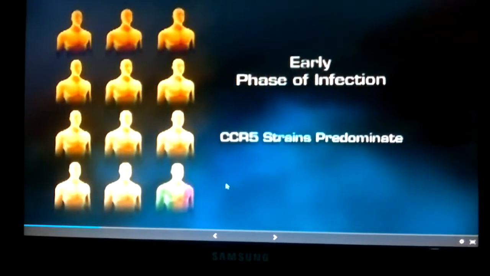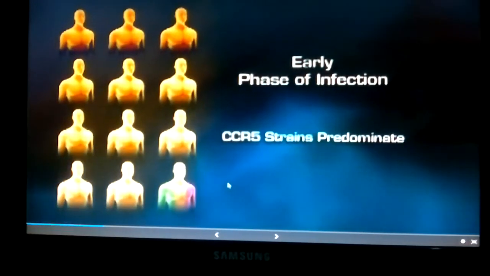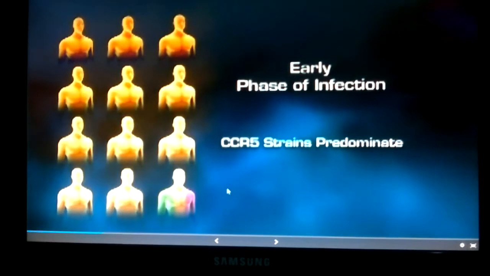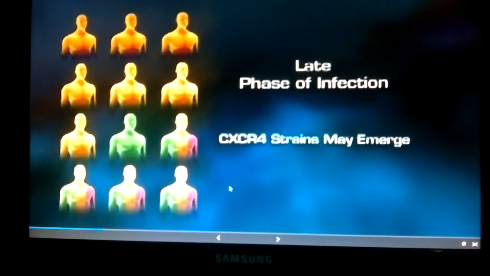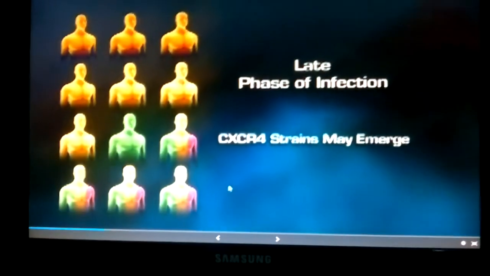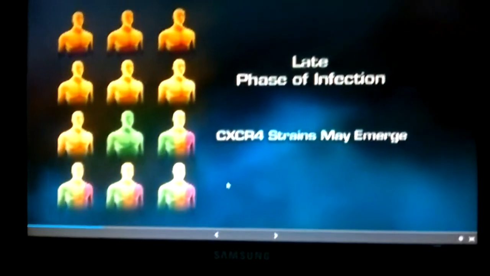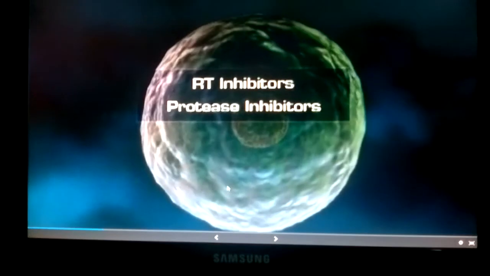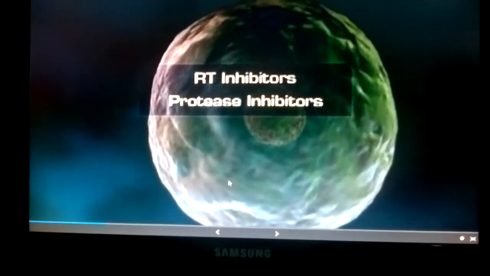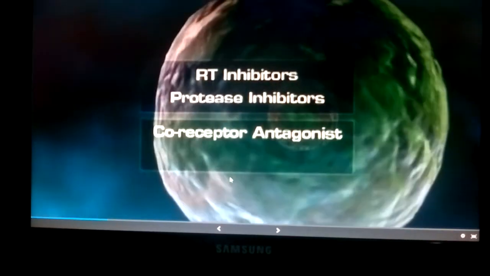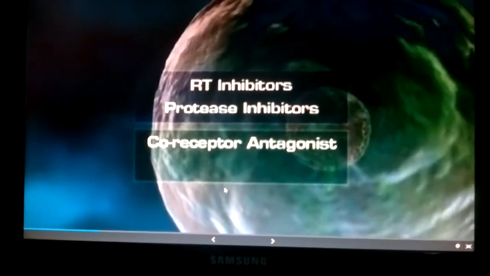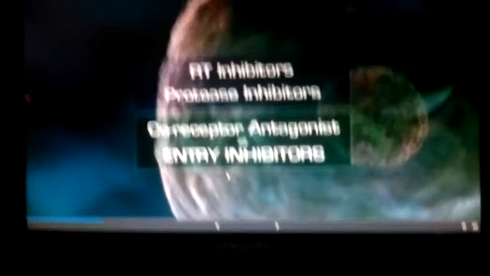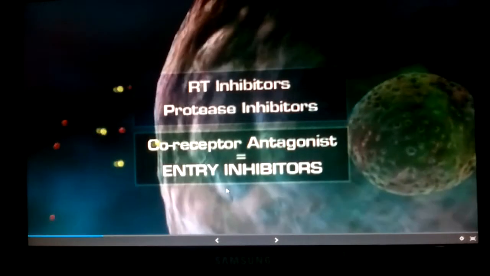In the early phase of infection, the CCR5 using virus predominates in most patients. In the late phase of infection, HIV strains capable of using CXCR4 often emerge. Unlike reverse transcriptase and protease inhibitors, which work inside the infected cell, co-receptor antagonists function on the outside of the host cell. Co-receptor antagonists are therefore classified as entry inhibitors.